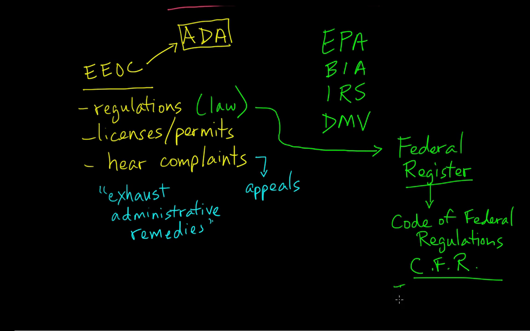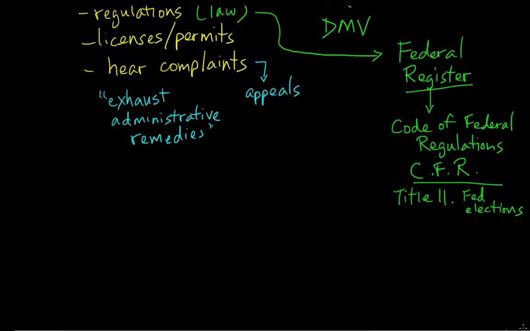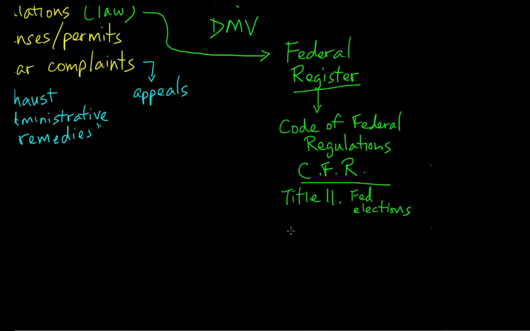So for example, Title 11 of the Code of Federal Regulations deals with federal elections. And boy, running out of room here. Scroll down a little bit more. Title 24, to give another example, deals with housing and urban development. And one more example. Let's say Title 14. Title 14 deals with the federal aviation regulations.